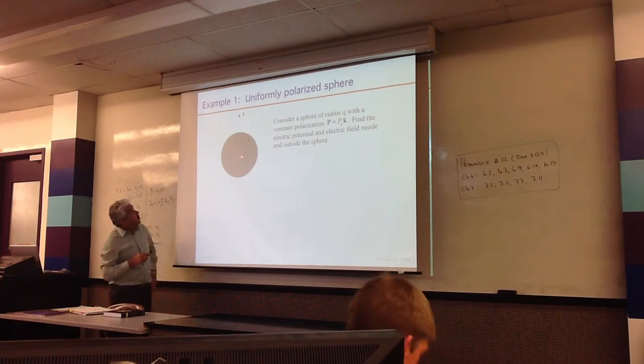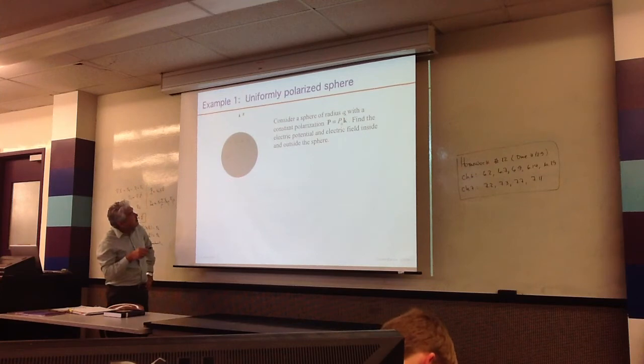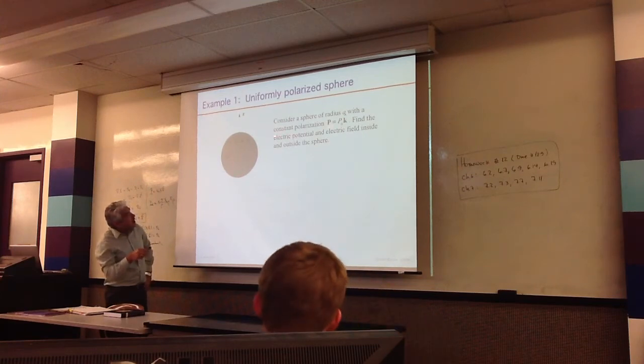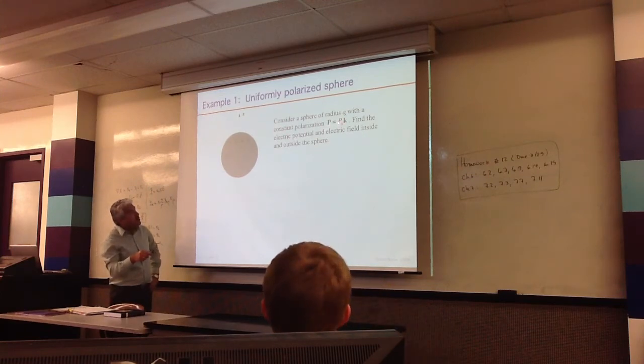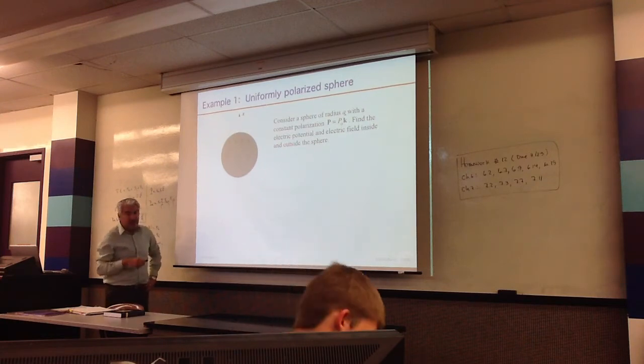So this doesn't show very well, but this indicates a vector that is all in the P direction, in the Z direction, right? So you have a sphere of radius A, and it has a constant polarization P, which is P0 k. Find the electric potential and the electric field inside and outside the sphere.